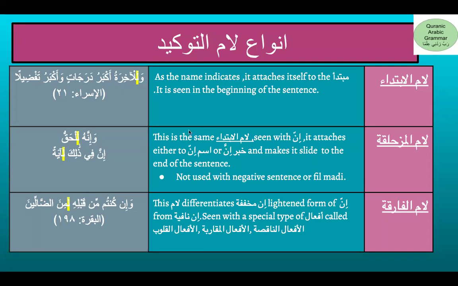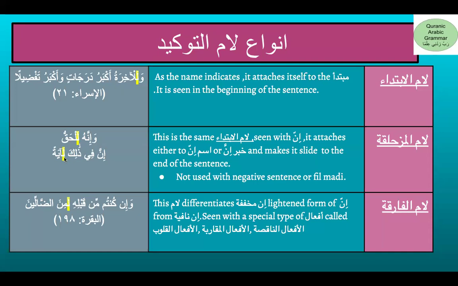If it was khabru inna that it has attached itself to, it can never be before ismu inna. Here we can see wa innahu lal haq. So khabru inna has lamul muzahlaqa attached and is present after ismu inna. There are cases when khabar can be muqaddam, but if lamul muzahlaqa is attached to the khabar, it can never be muqaddam.